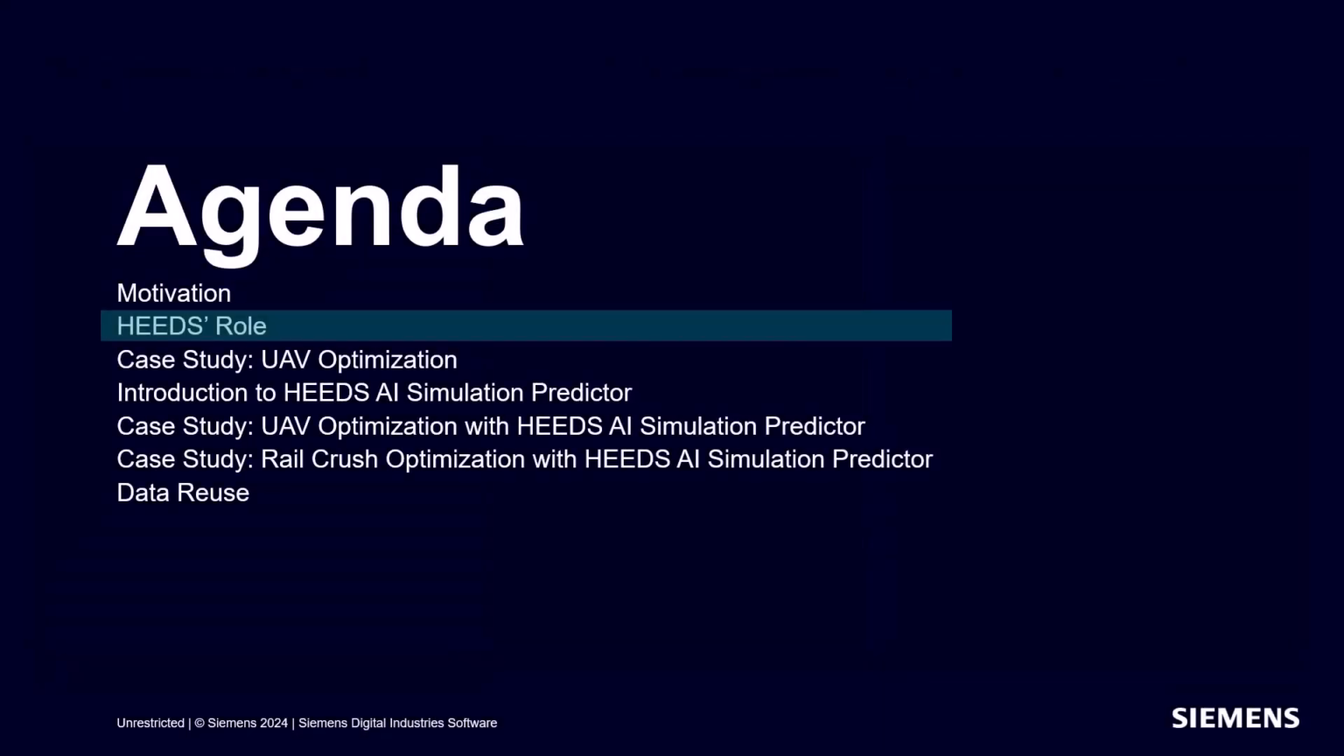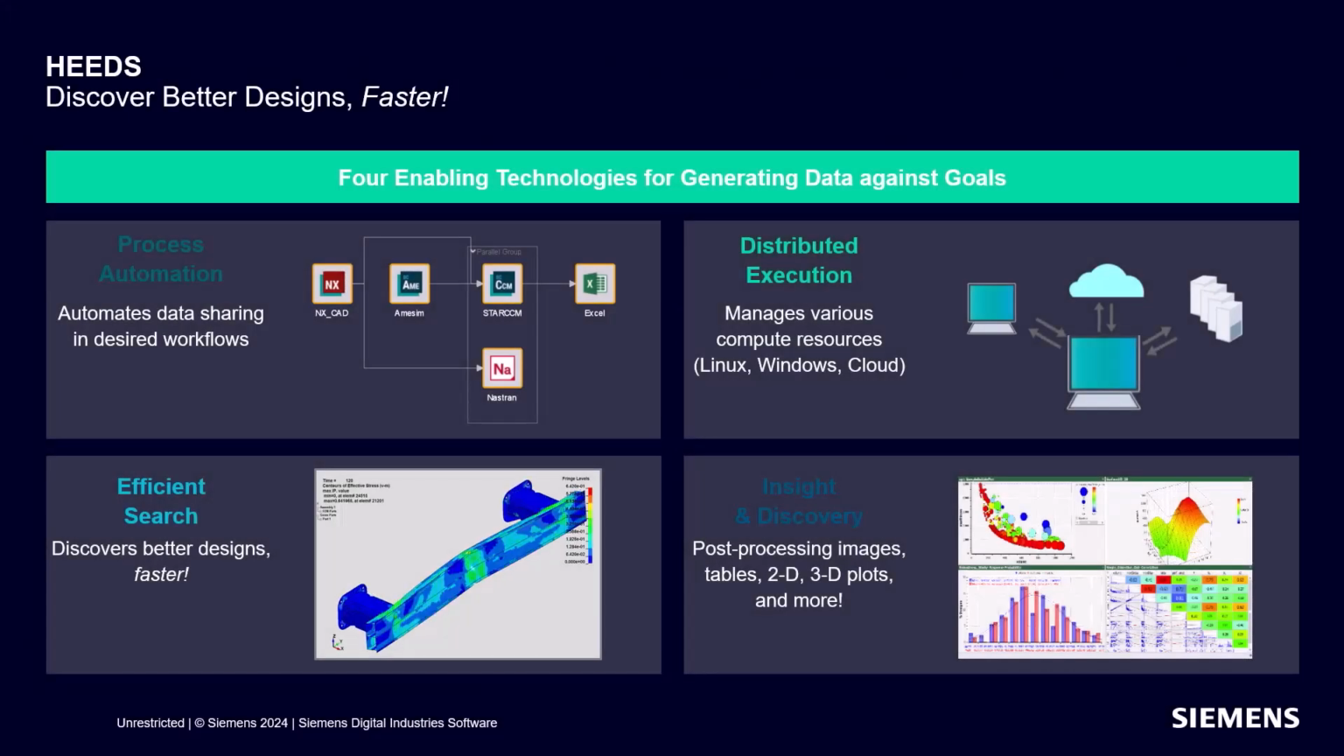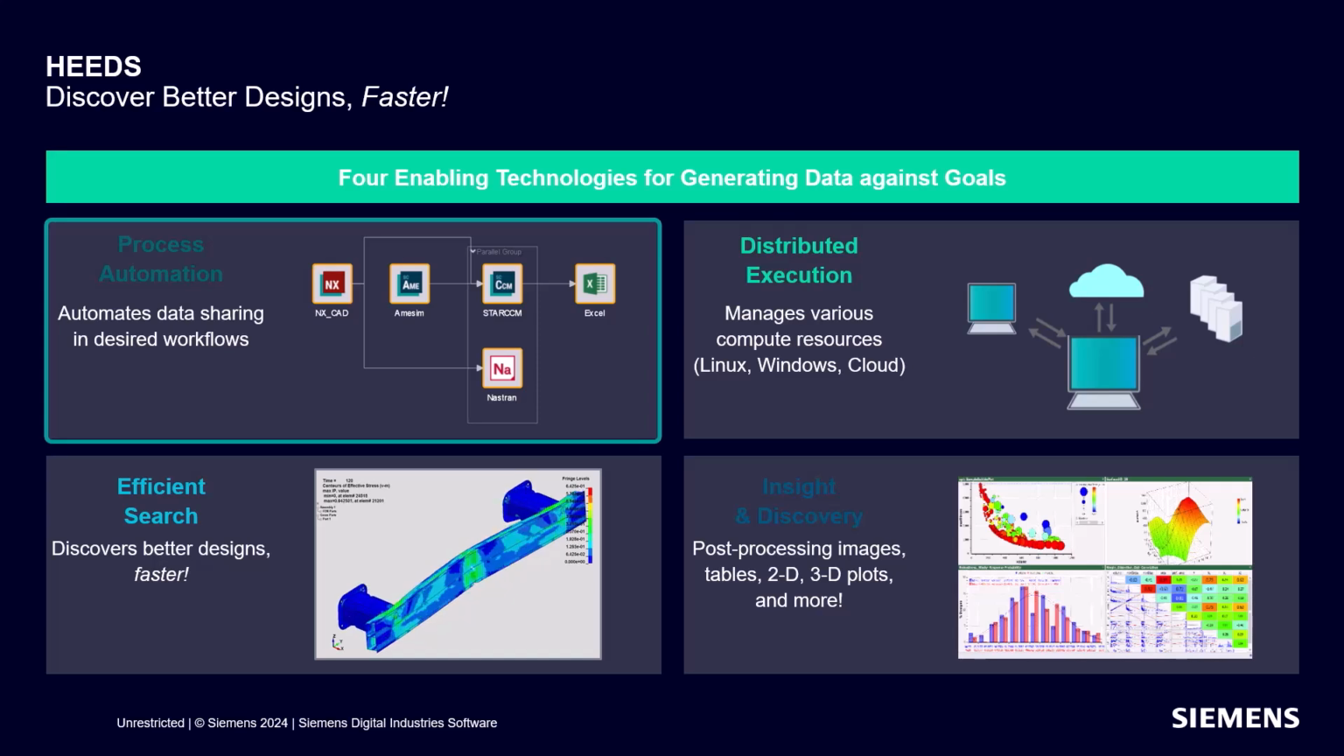Let's briefly recap how the HEEDS product line helps us against our motivation for the topics at hand. Recall, HEEDS has four foundational enabling technologies at its core. Process automation allows for the auto-generation of the data using direct interfaces, or portals, to common CAD and CAE solutions. By chaining tools together in a process with seamless data transfer and connectivity between tools, HEEDS is able to replicate an engineering workflow in an automated fashion.